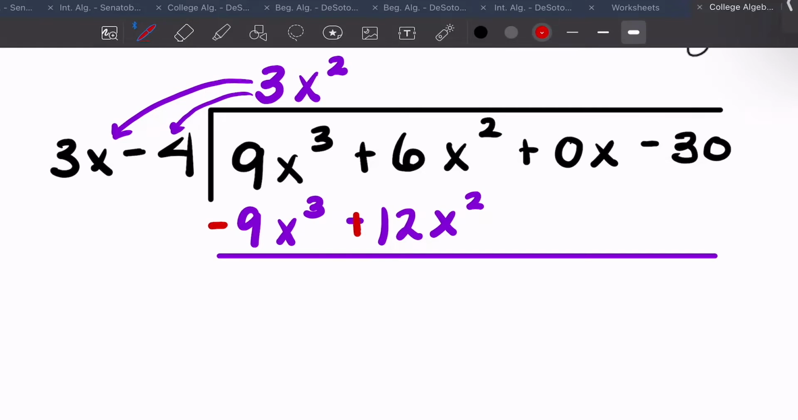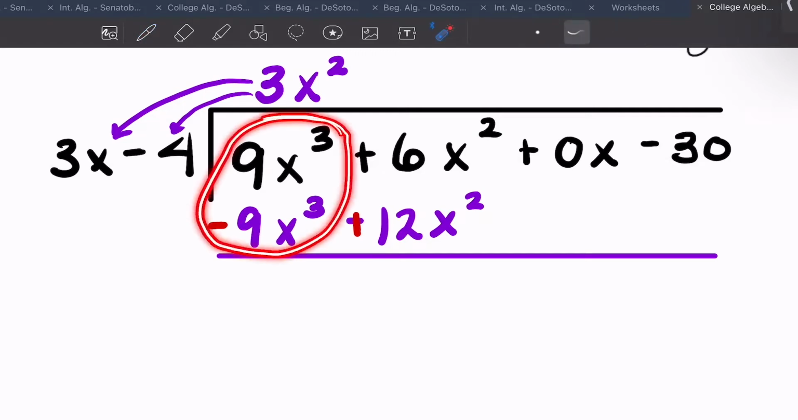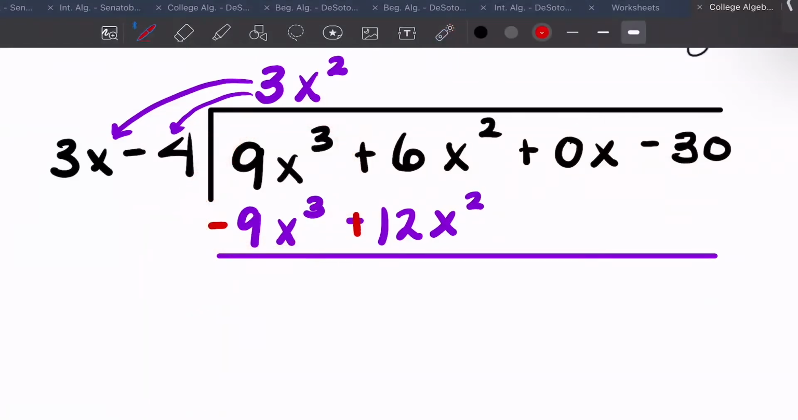When you do that, you will always get a 0 right here. If you do not, then that's an issue. That's why you wanted it to match at first, because then we were going to change the sign and get 0. So we get 6 plus 12, which is 18x squared. Then you bring down your plus 0x and do the whole process over again.